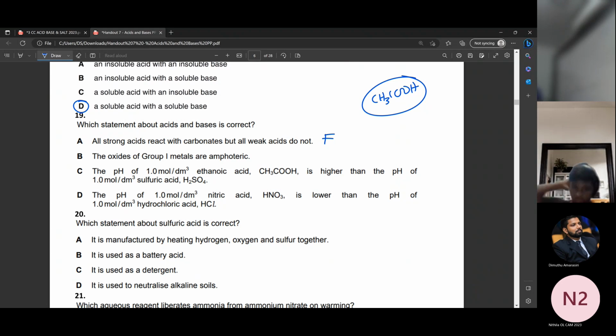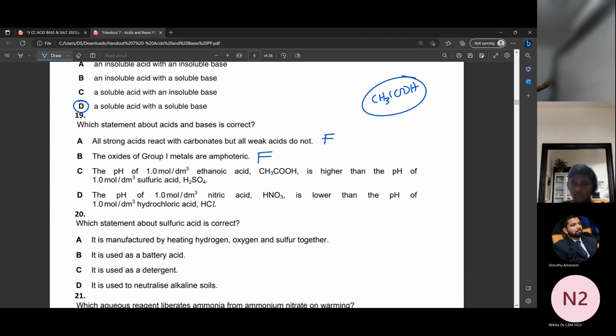Right, next one. It's a false statement. Oxides of group 1 metals are amphoteric. False, they are strong bases. So A and D are wrong.